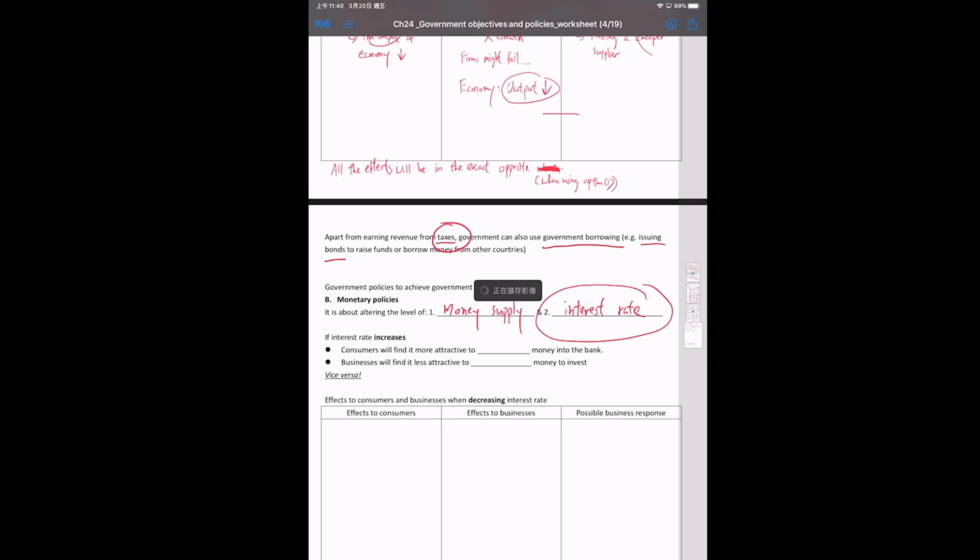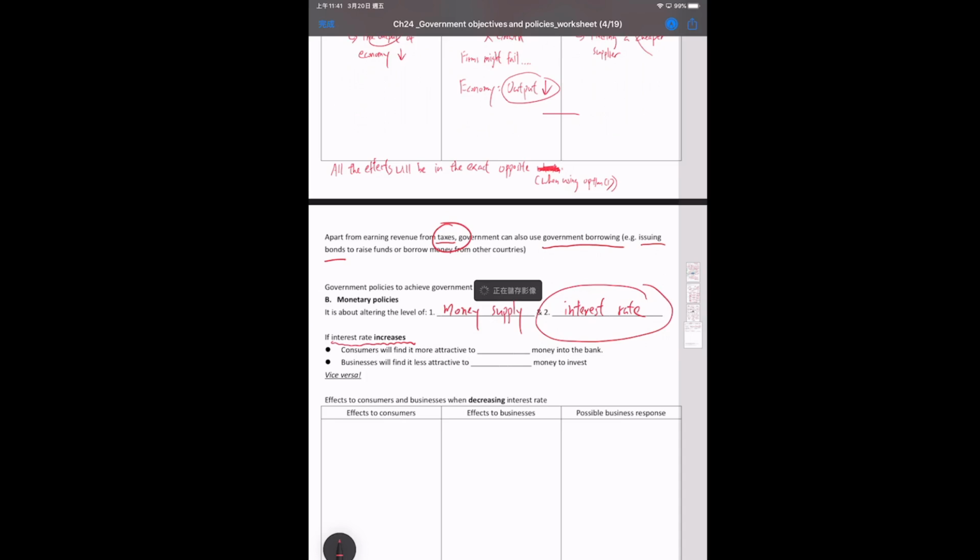So when the interest rate increases, what do you think from the first point here? Consumers will find it more attractive to, what do you think? To fill in that box. Money into the bank. Yeah, to save money into the bank, because you see here, the interest rate is getting higher.